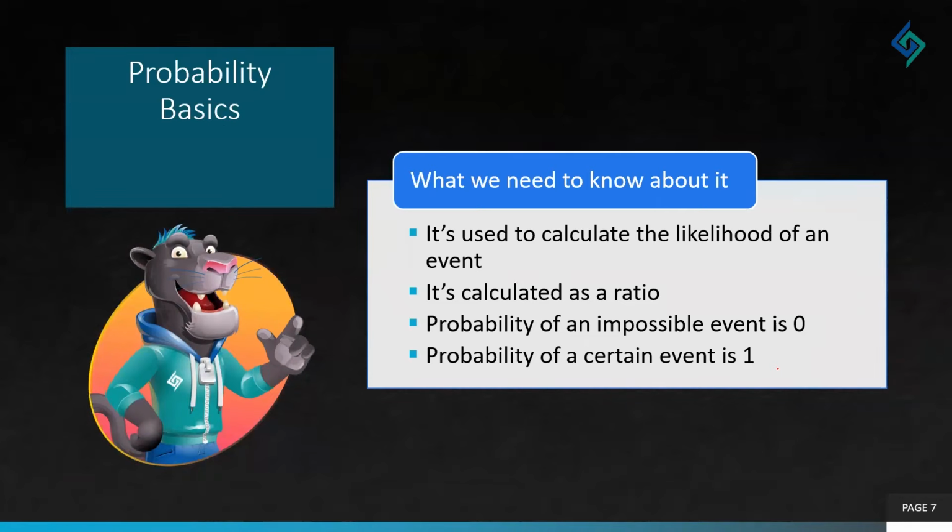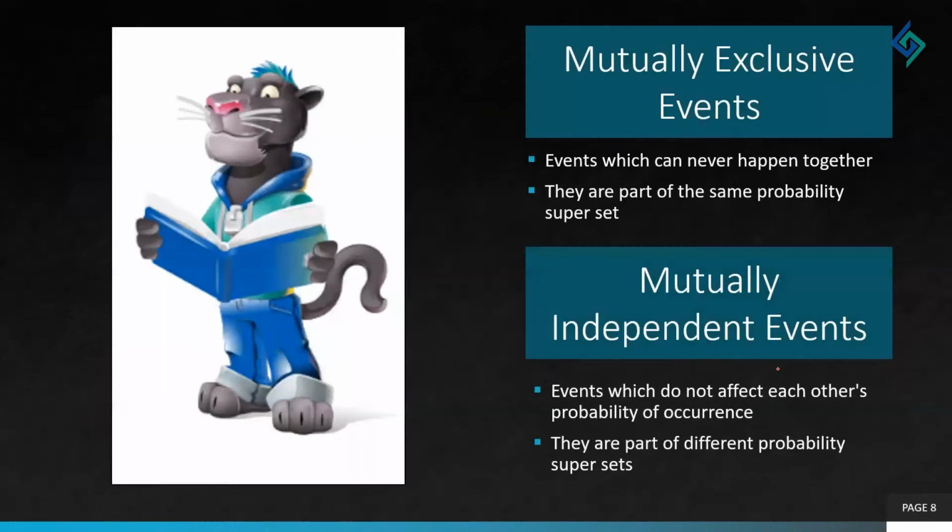And it is also very common knowledge that the probability of an impossible event is 0, and the probability of a certain event, which will definitely happen, is 1, which means all probabilities will lie between 0 and 1. You cannot have the probability of any event or multiple events happening to be greater than 1 or less than 0.